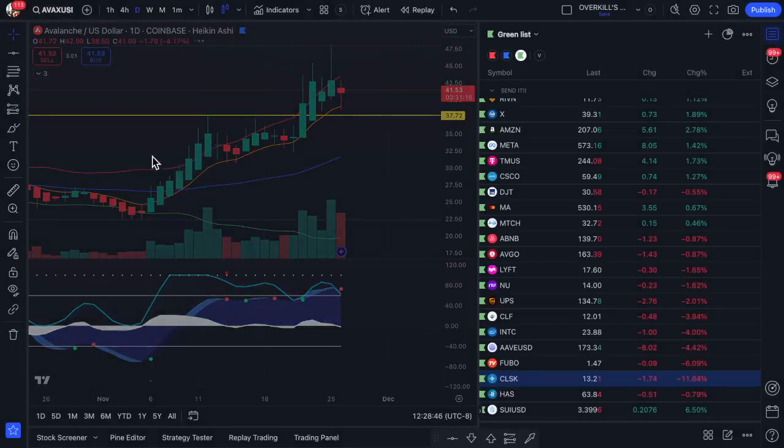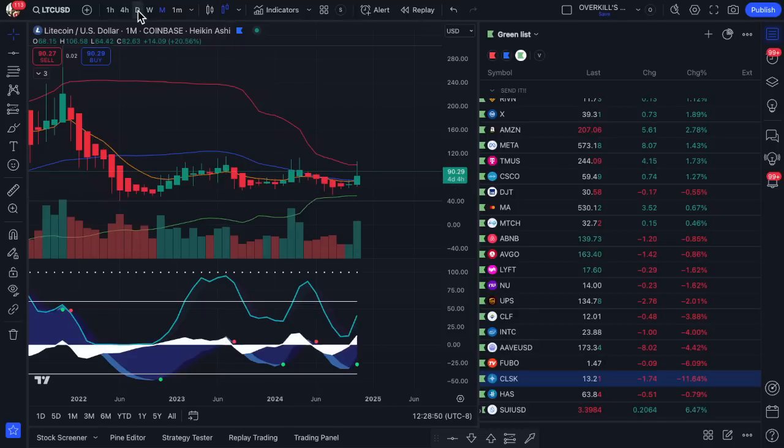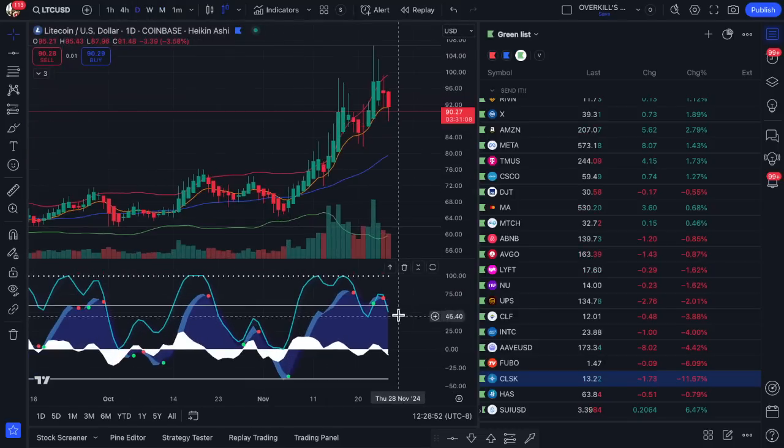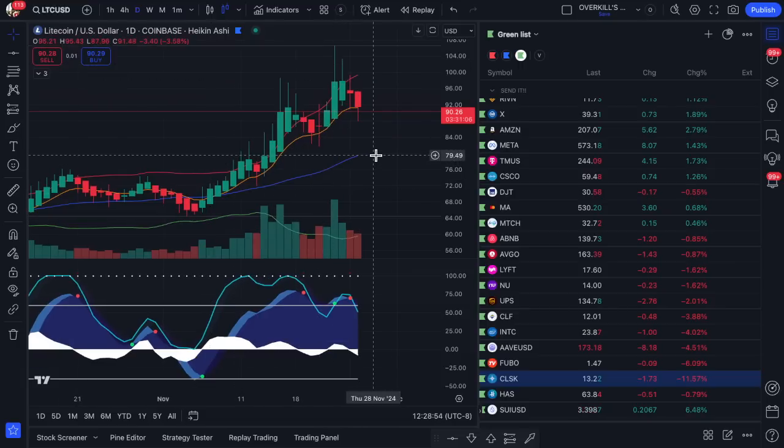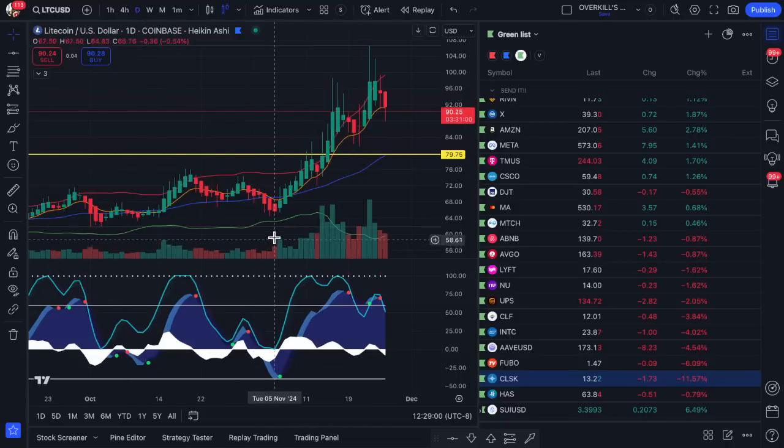LTC, the monthly chart on that one also looks really good. LTC is also breaking out here on the monthly too. So again, dip buying every single green dot that we get from here on out. If you can get Litecoin here at about $80, that would be epic. Okay, right down there at the blue line.